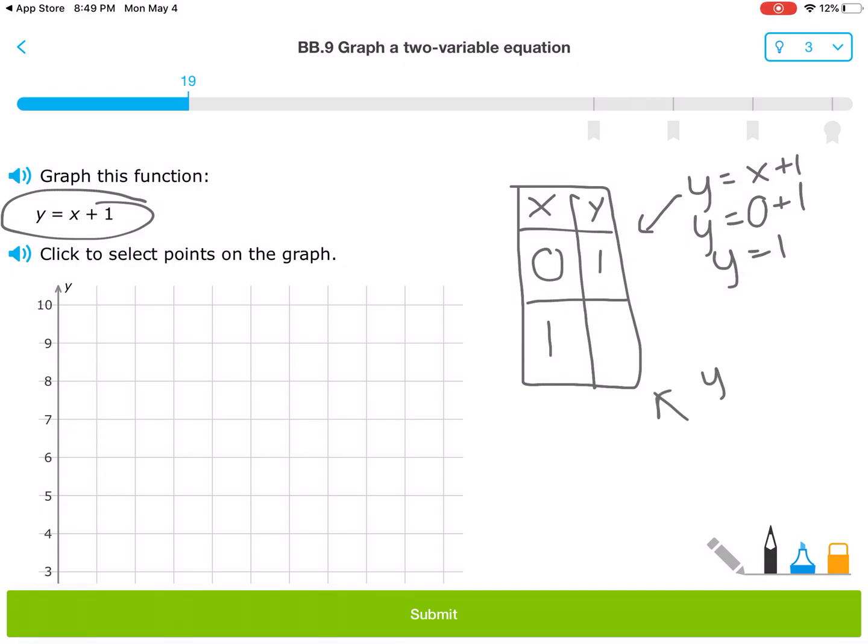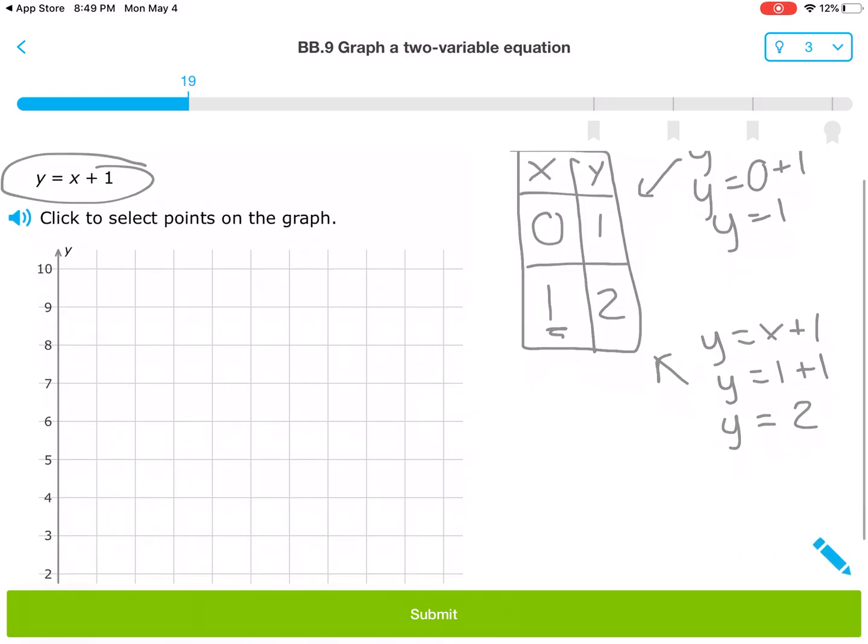Same thing here. Y equals x plus 1. This time x is 1. So I'm going to write y equals 1 plus 1. So now I know that y equals 2. So I have my points now. I have 0, 1, and I have 1, 2.